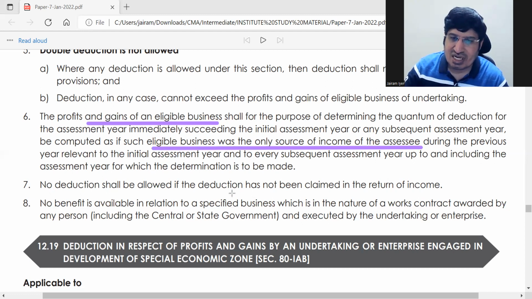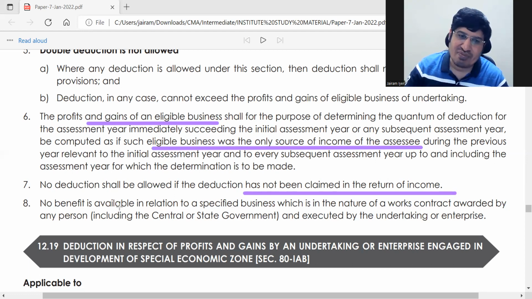Okay, and deduction has to be claimed. If it is not claimed in the return of income, then no deduction will be allowed. Okay, no deduction if it is not claimed. It has to be claimed.